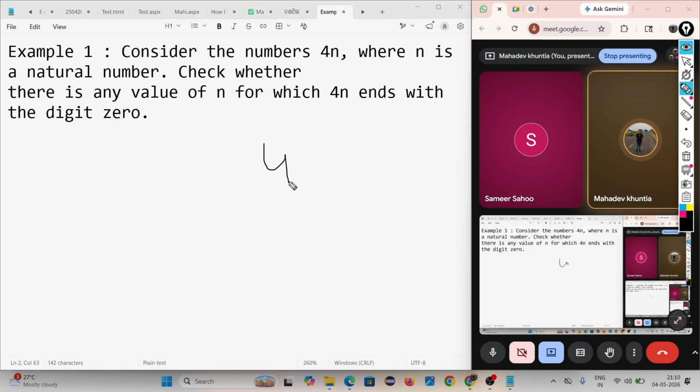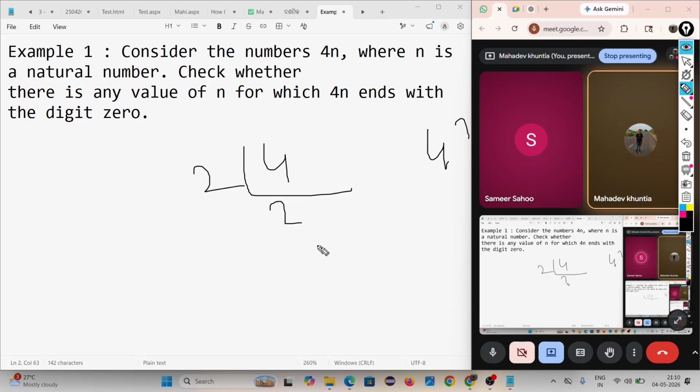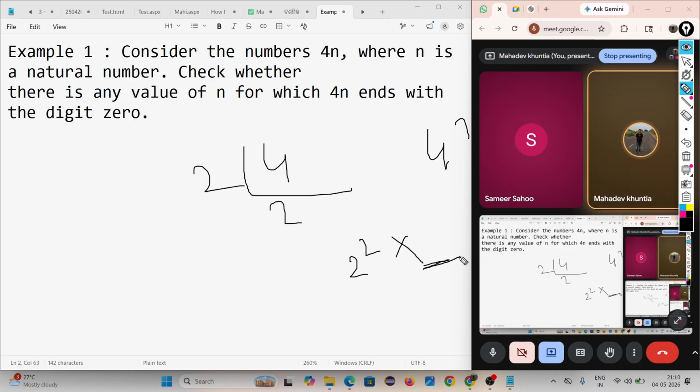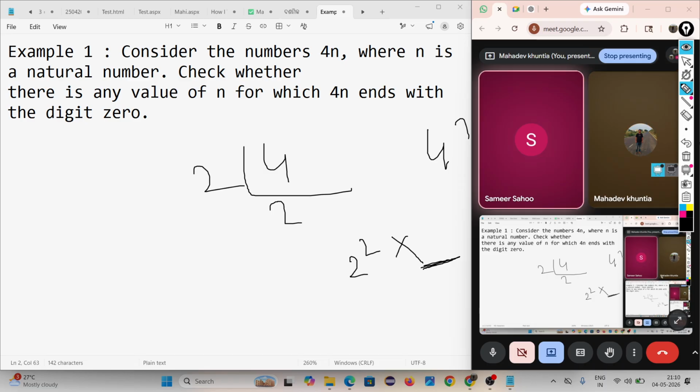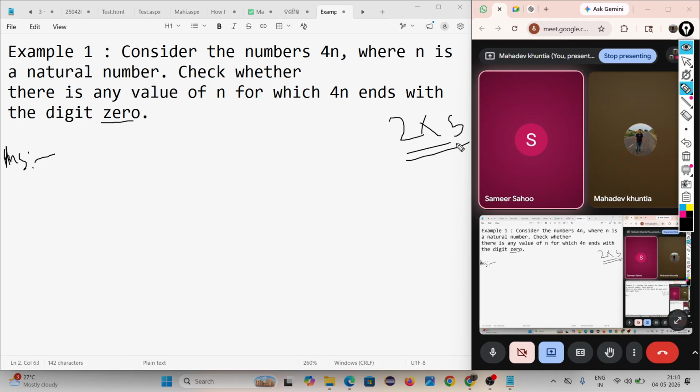So if I prime factorize 4, because it is 4 power n, then I will get 2 square. Here 5 is missing. So I can write the answer like this. You understand? Any number that ends with 0, in their prime factorization there should be 2 and 5. But it is not possible in 4 raised to the power n.